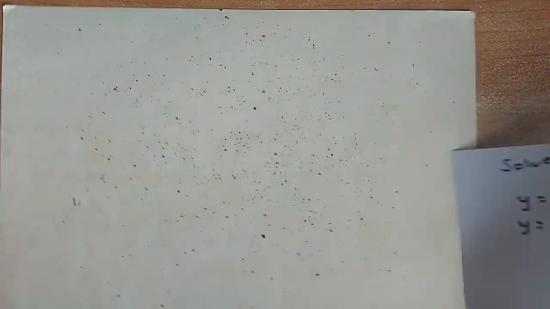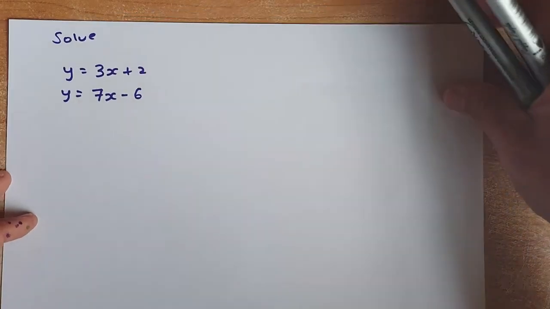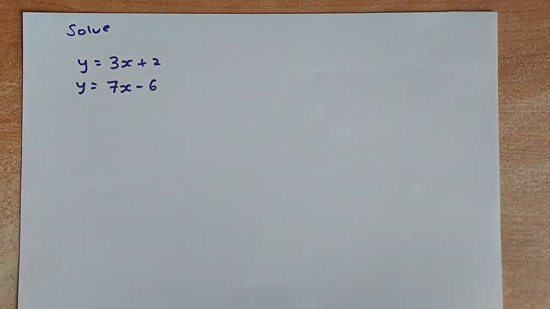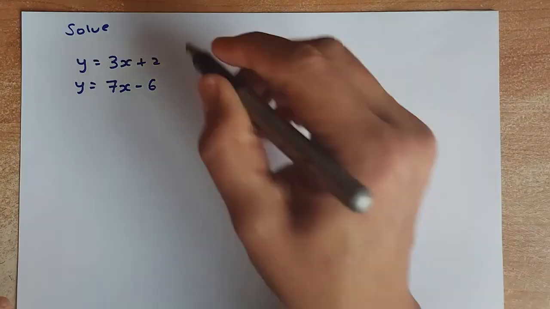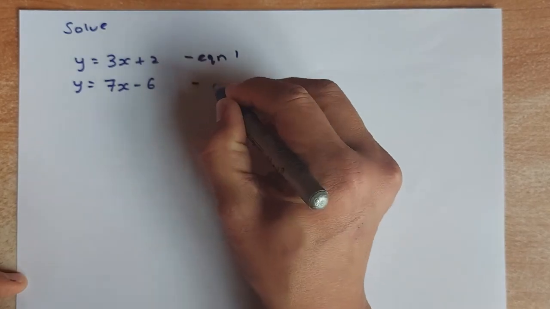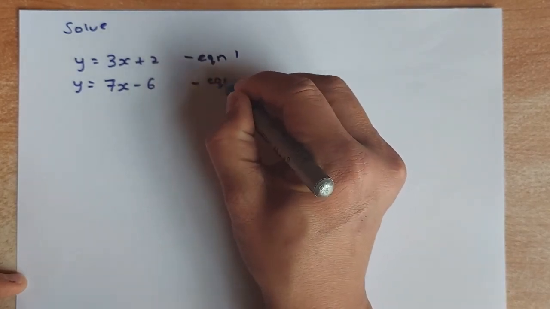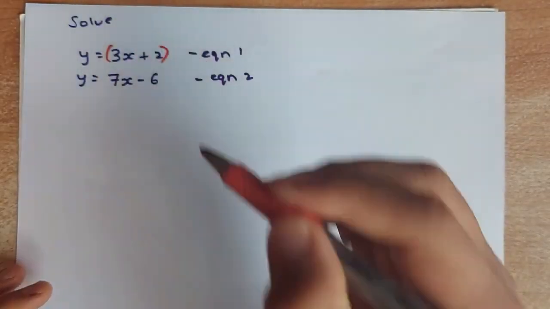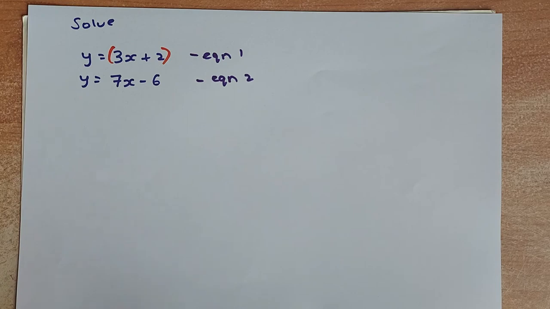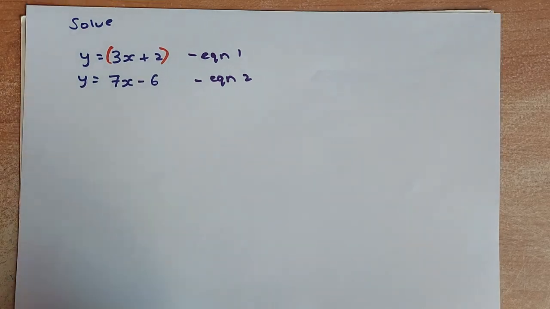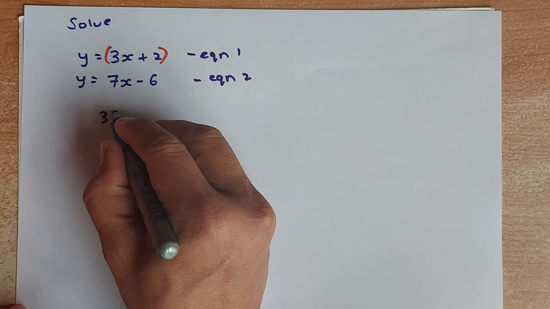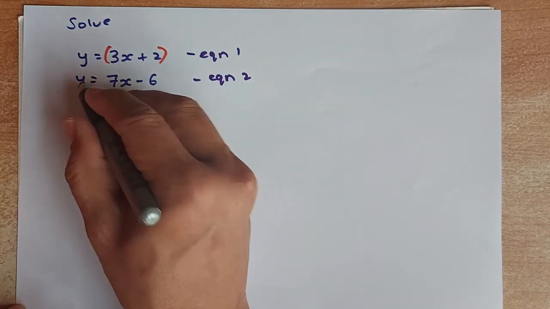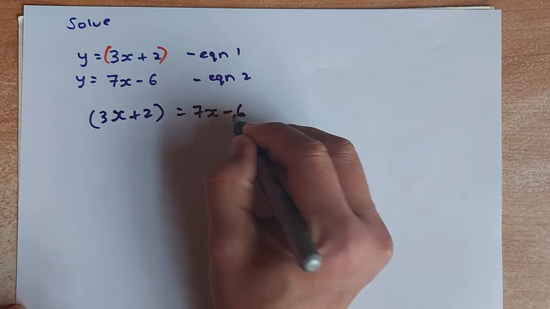And the last example is a question that you will get in linear algebra if you are doing that internal. So what happens is that you have y equals 3x plus 2 as equation 1. So we're going to write that as equation 1. And y equals 7x minus 6, that's going to be equation 2. So now what we're going to do, whenever we see the y in the second equation, we're going to replace it with 3x plus 2. So y is now replaced by 3x plus 2.